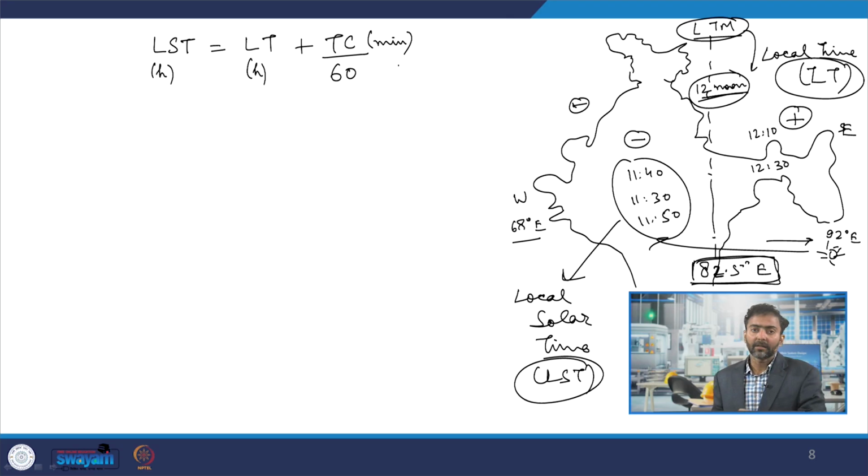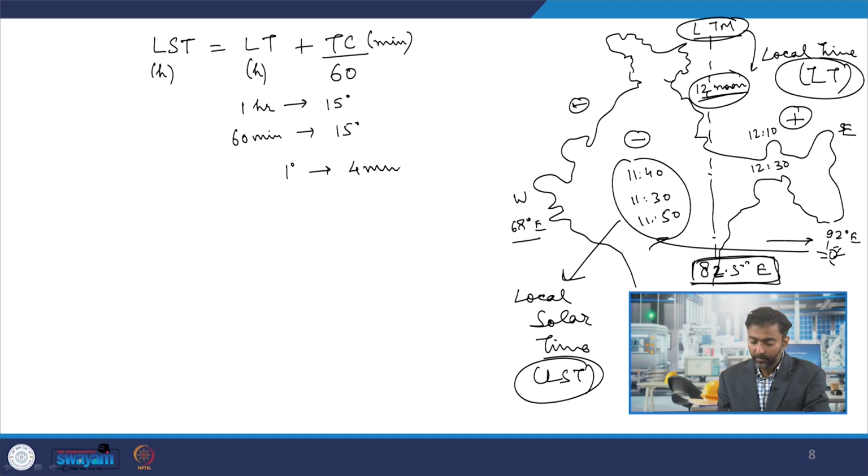And how to do that? Now again, that is not very difficult, it is pretty easy, it is nothing of a rocket science. As we looked at in the last slide, in 1 hour your planet is rotating by 15 degrees of longitude, or in other words, in 60 minutes it is rotating by 15 degrees of longitude. So for 1 degree of rotation it will take 4 minutes. So as the sun moves from one longitude to the next longitude, it takes only 4 minutes. That means for every degree of longitude there is a correction of 4 minutes which is needed.